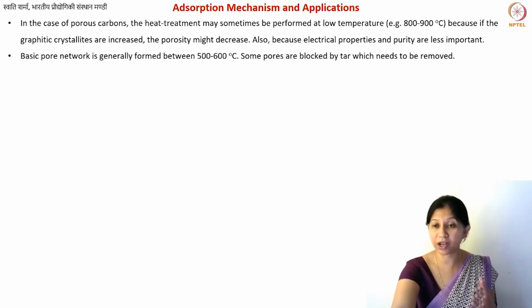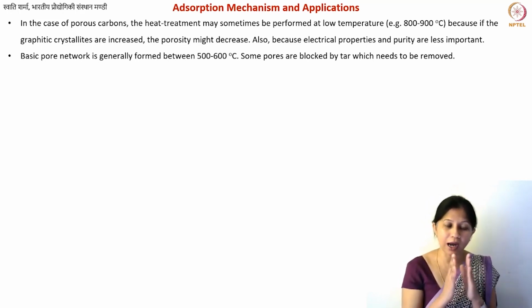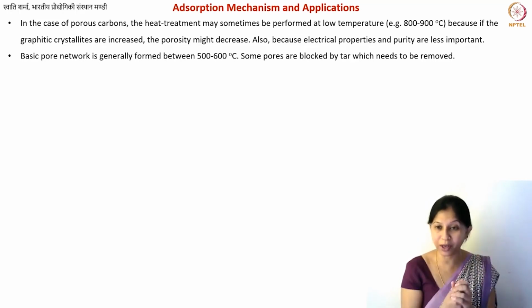And then, however, because of a little bit of tar that is left over, in order to get rid of that, you will further heat treat it. Now, the important thing here is that if you understand the mechanism of pyrolysis of these kinds of carbons, the framework of these pores is already formed at around between 500 and 600 degrees. So there you already have a good porous network.